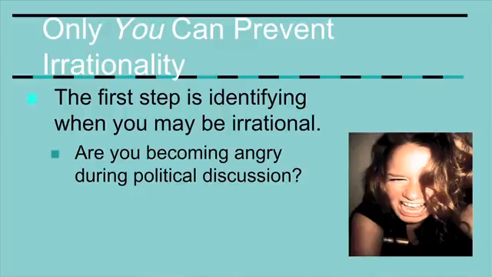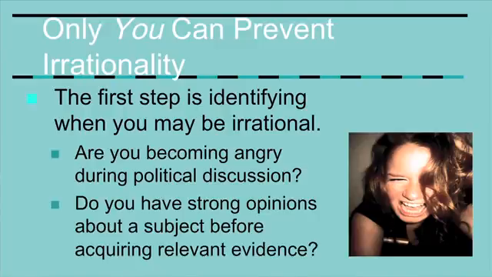Second sign that you might be irrational is if you have strong opinions about a subject before acquiring relevant empirical evidence about it. Now, most of these political issues that are discussed in our society, there is a lot of evidence out there about them. For most of them, there's an actual academic literature, and people have done studies, and they've collected all kinds of statistics. If you haven't looked into any of that literature, but you have an opinion about it, it's probably irrational.